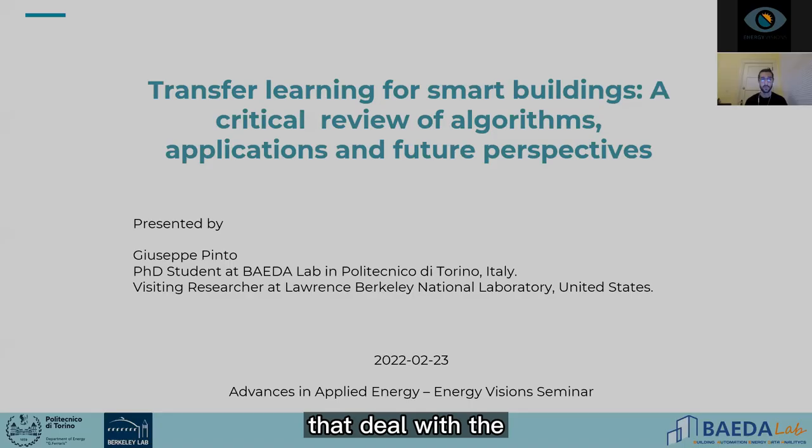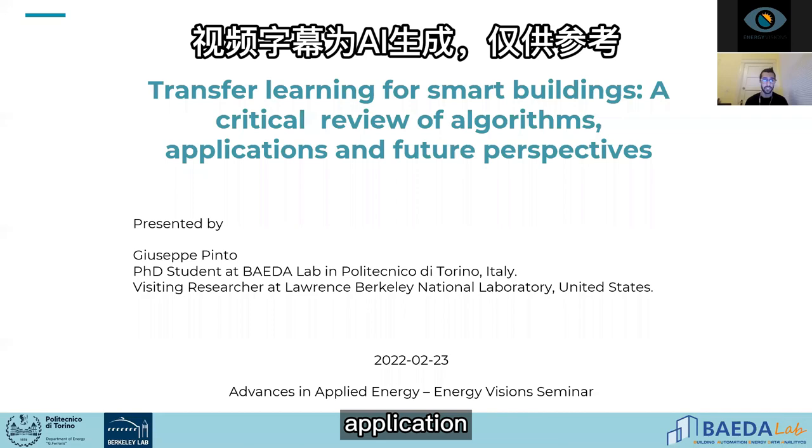that deal with the critical review of algorithm application and future perspectives of transfer learning for smart buildings.